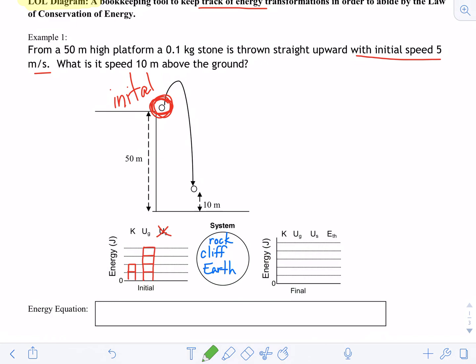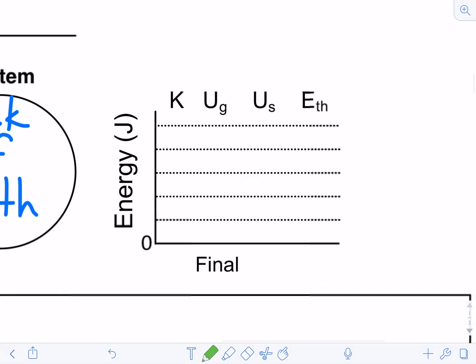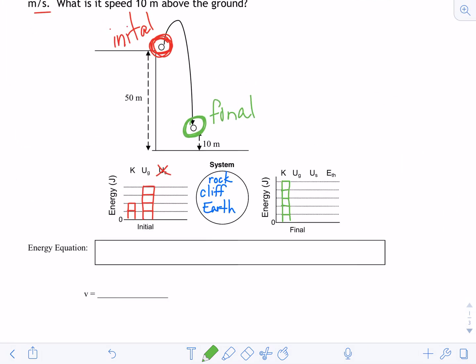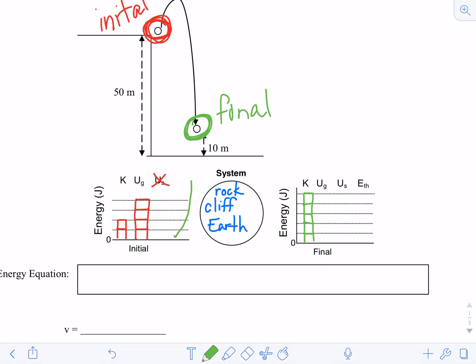So let's now move to our final position, right there, 10 meters above the ground. And let's think about what kind of energy this stone has when it is at its final position. Now we know it's still going to be falling to the ground, so we expect that it will still have kinetic energy. And in fact, it might have a whole lot more kinetic energy. It's going to be moving faster when it gets close to the ground than it was way up high when we first threw it.